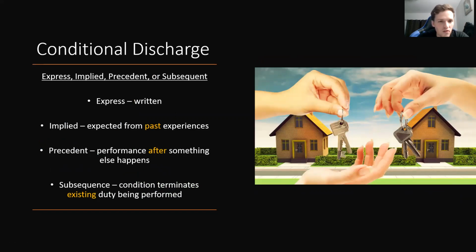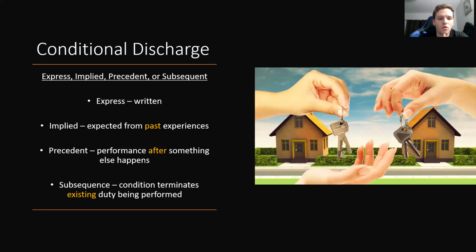Furthermore, we're going to discuss conditional discharges, and there are 4 of those that we will discuss: those that are expressed, implied, based on precedent, and then those that are subsequent. So with expressed conditions, those are those that are written into the contract that you have signed and that you've looked over and that you can actually read out what those conditions of your contract are.